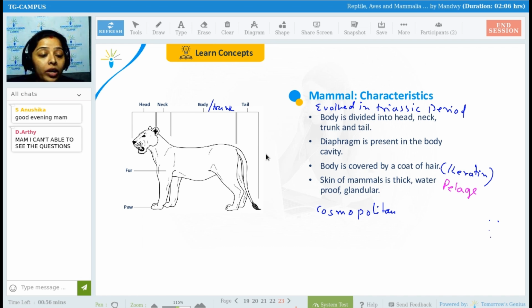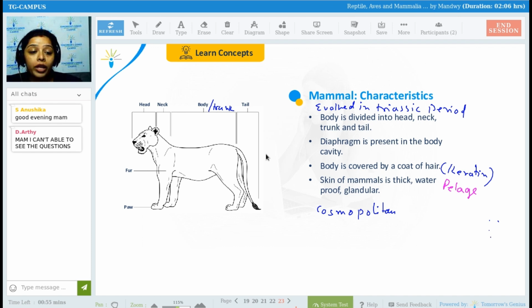Okay, so the outer covering is skin. Mammal's skin is thick, waterproof. Here, waterproof means the skin cannot absorb water, right? That means we are waterproof. Skin is glandular. Various types of glands are there below the skin, in the layers of skin, like oil gland and sweat gland. Oil gland or sebaceous gland, both are the same, okay?